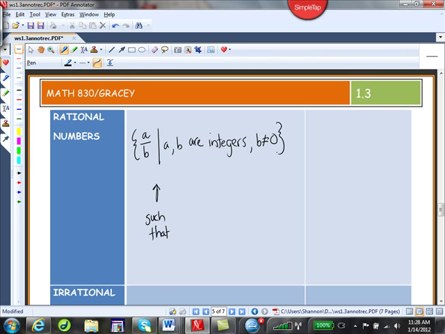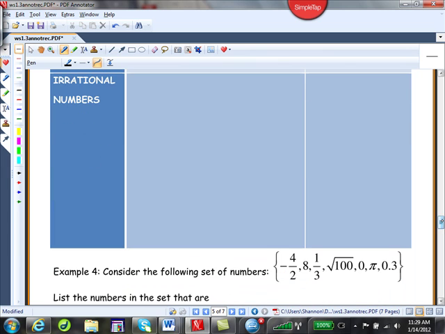There we go. So some examples: 5 halves, -8. How about the square root of 25? Does that work? Yeah, because isn't that just equal to 5? Okay.